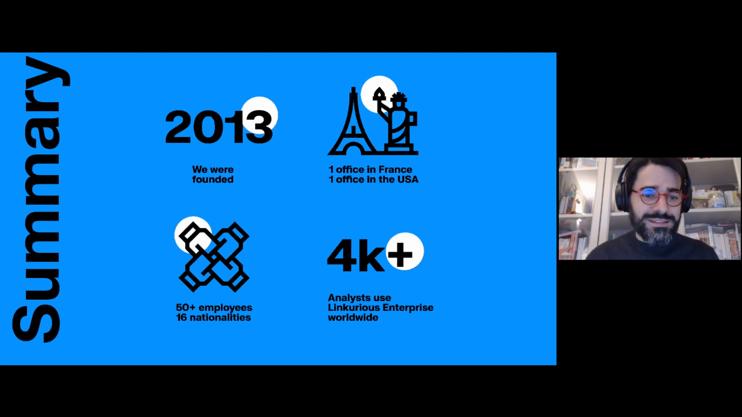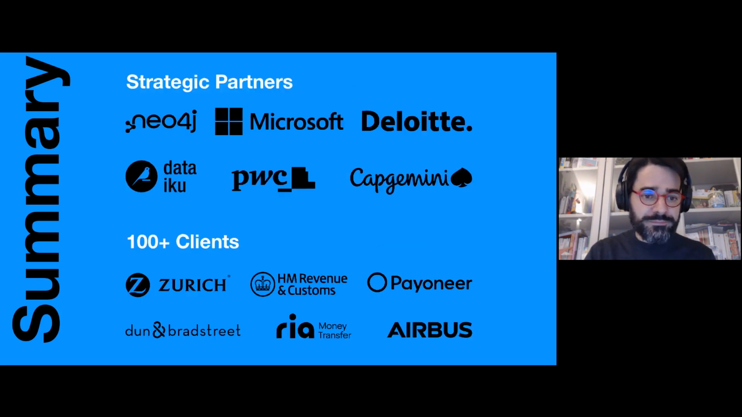So let's get started. First, maybe a quick word about Linkurious. The company was founded in 2013. Right now, we are a team of 50+ employees, and on a daily basis, we are serving thousands of analysts throughout the world who are using our products to make sense of graph data. You can see here some of our partners and clients. We are working with the likes of Neo4j, Deloitte, but also Zurich Insurance, HMRC, Pioneer, and much more.